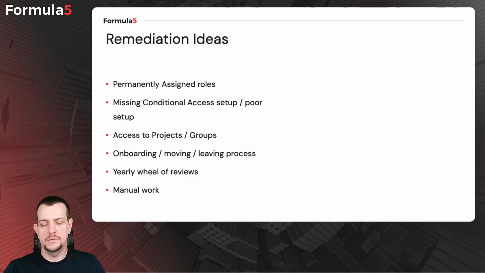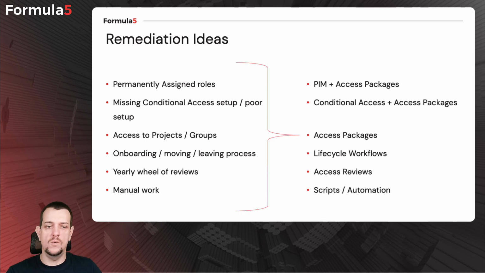I guess you remember the list from the first slide that I'm sharing here. Now I would like to show how we can remediate those things. Basically, it's like one-to-one matching. Permanently assigned roles can be matched to PIM and access packages. Conditional access, we can also map according to the zero trust methodology, plus access packages. Access to projects and groups can again be mapped to access packages. Onboarding, moving, and leaving processes are a simple case for lifecycle workflows. Reviews and attestation of any type can be done based on access reviews. And manual work can be changed to scripts and automation.